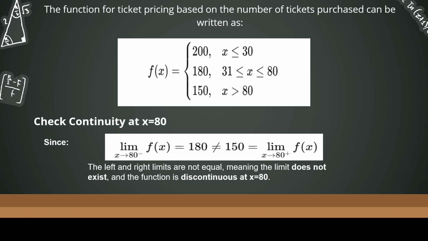So the function is discontinuous at both x equals 30 and x equals 80 because the left hand and right hand limits are not equal at these points. So this means that there is a jump discontinuity at these values where the ticket price suddenly decreases instead of changing smoothly. So Miss Apple now should expect a sudden drop in ticket price when increasing the number of tickets from 30 to 31 and from 80 to 81.